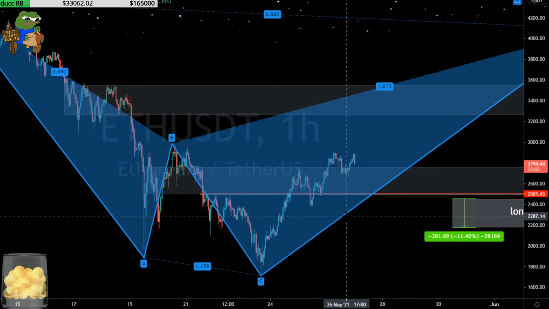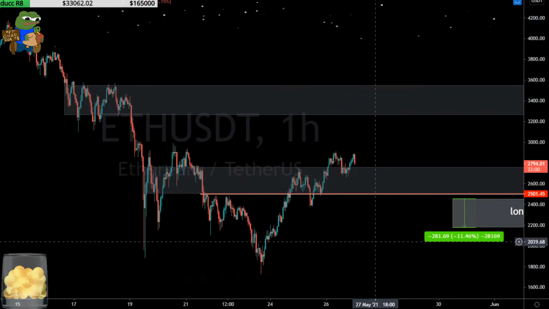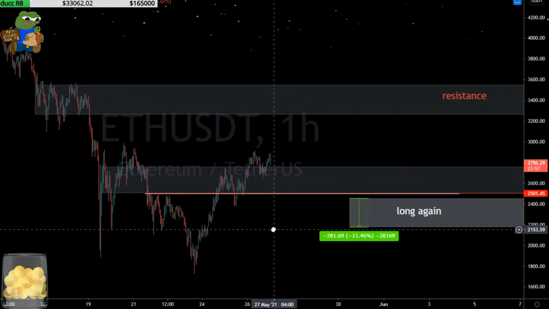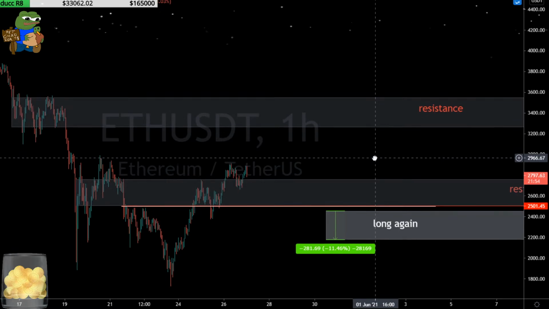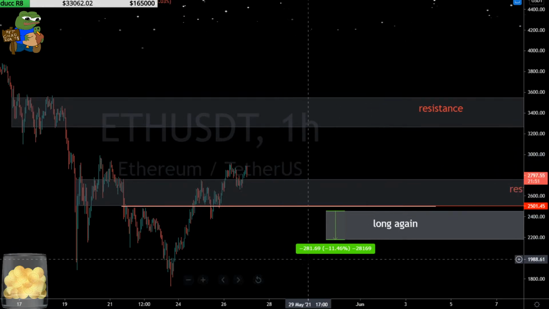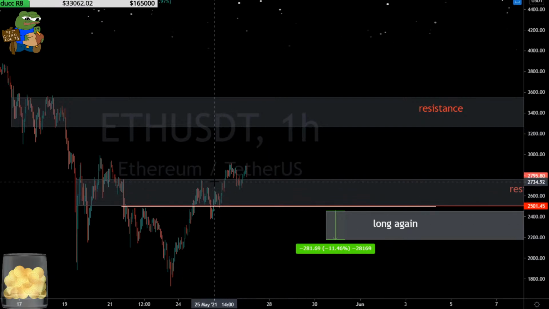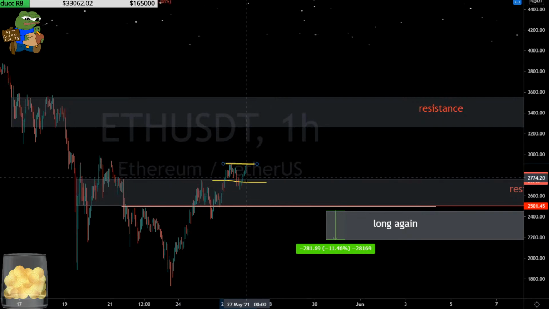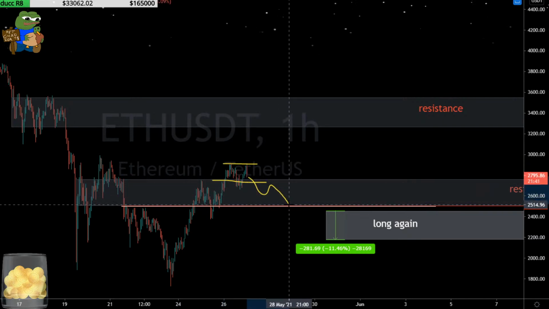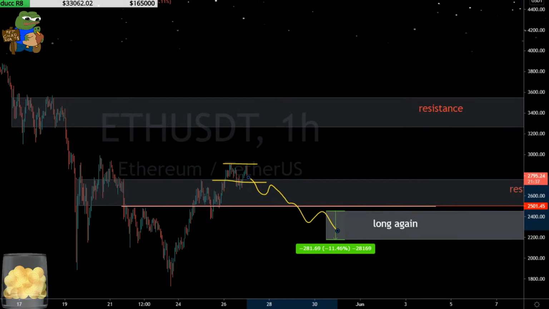ETH. Okay, we can take this off for now. So we're in this first resistance area. We're holding above it for now. But ideally, this could just be a fake out, a trap above it, and we're gonna fall back into it and back out of it. So watch out here on ETH.